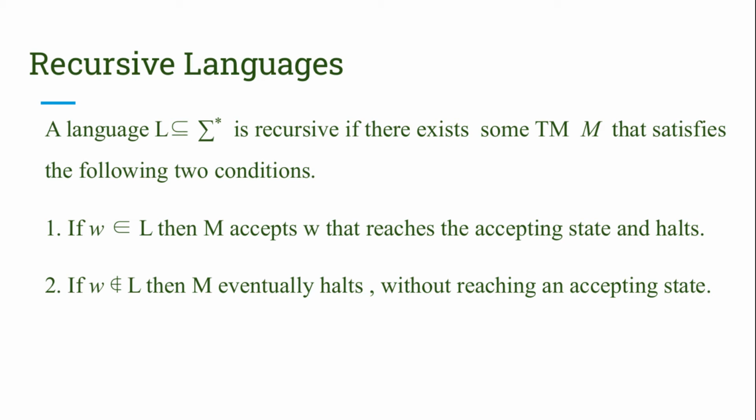Recursive language. A recursive language, which is a subset of recursively enumerable languages, can be decided by a Turing machine M. A language L, which is a subset of Σ*, is said to be recursive if for a string w which is an element of the language L, there exists a Turing machine M which enters an accepting state. Also, for a string w which is not an element of the language L, the Turing machine will halt without reaching an accepting state. Hence, the recursive languages are also called Turing decidable languages.